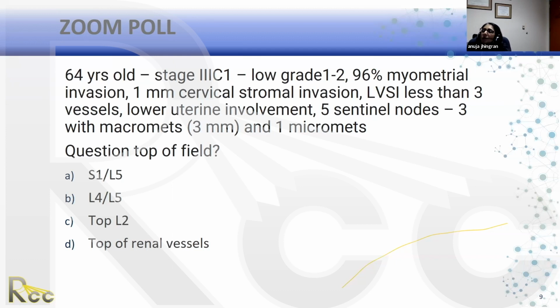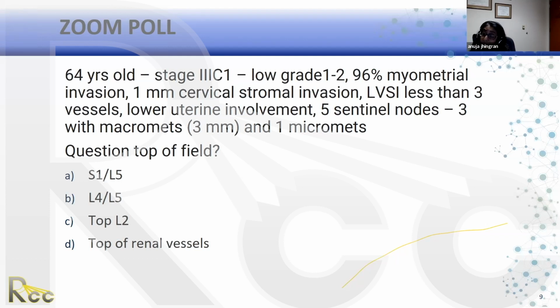I'm going to tell you the reason why that's the only wrong answer. The reason is, with the top of L2, you're not covering all of the periaortics. If you are going to treat the periaortics for endometrial cancer, you really need to go to the top of the renal vessels. So that's the only wrong answer. Otherwise, technically L4, L5 or the top of the renal vessels are probably the two right answers. And it is interesting, most of you would treat the pelvis.